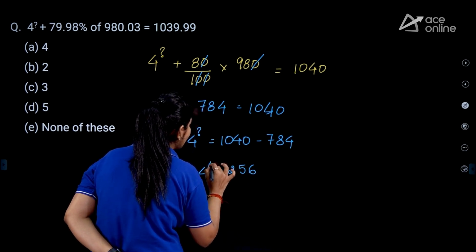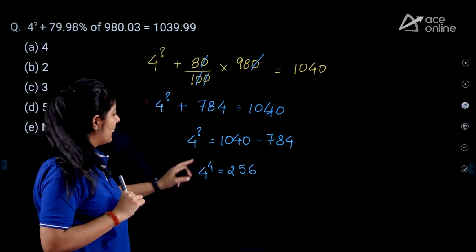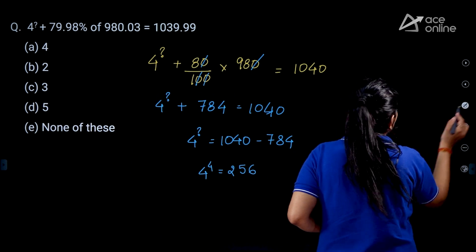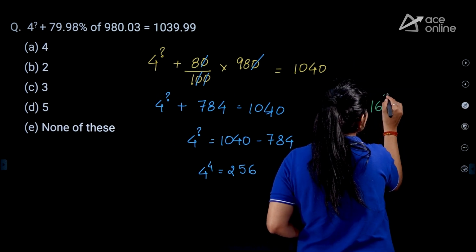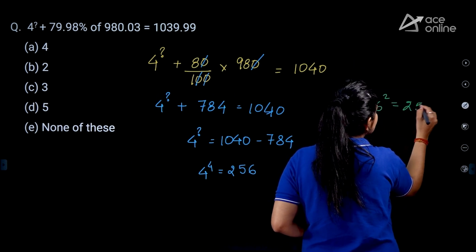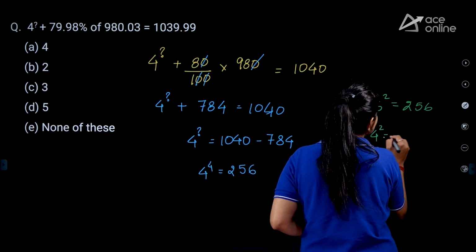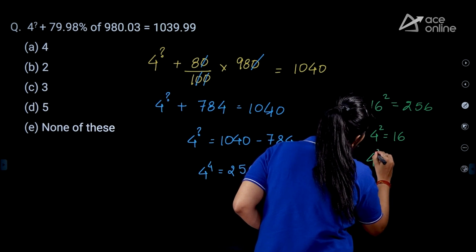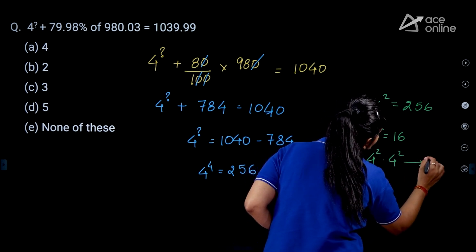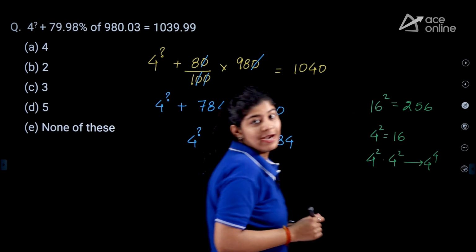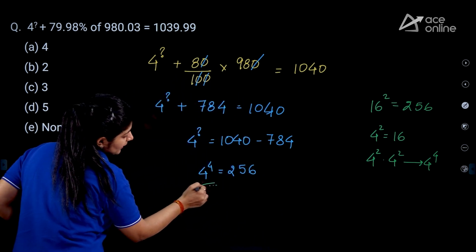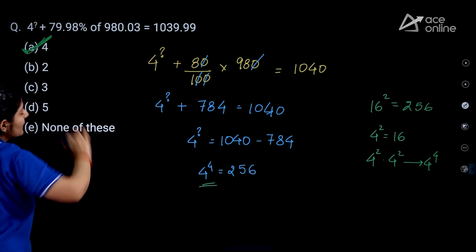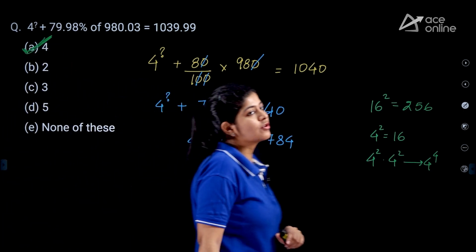So here we are having this one. And we know that 4 to the power 4 is nothing but 256, because we know that 16 square is nothing but 256 and 4 square is nothing but 16. So basically what we need, 4 square into 4 square, that will become 4 to the power 4, and that's what we have written over here. So the correct answer over here is option number A.